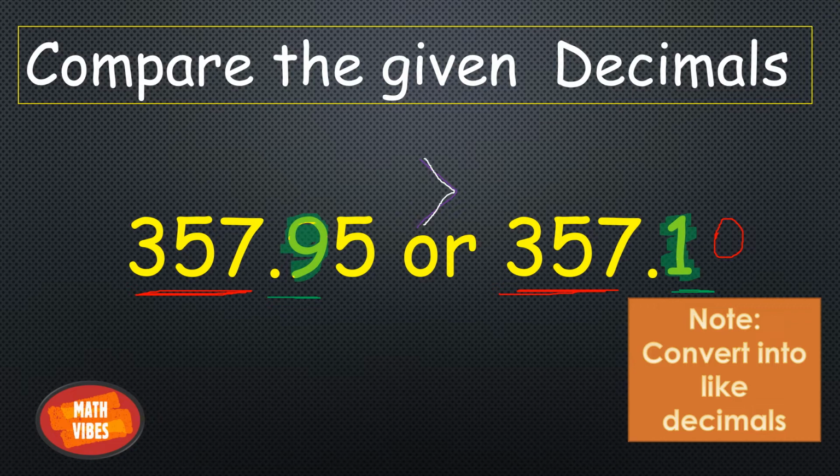I hope the rules are clear to you, because if they are clear, then only you will be able to solve the next questions. To solve questions on comparison of decimals, you should know about the types of decimals, the two rules, and the third most important thing, you should know how to convert unlike decimals into like decimals. And that we are going to discuss now.